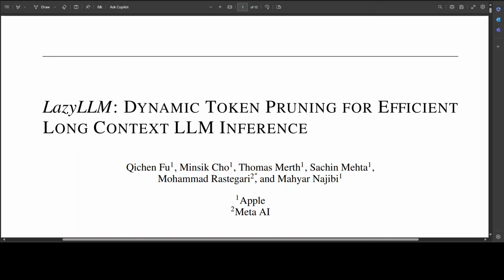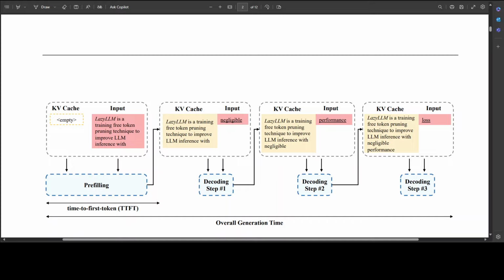Now what is KV cache? KV cache refers to the cache of key value pairs used in transformer based LLMs. In the pre-filling stage, the model computes the KV cache for each token in the prompt. The KV cache contains key and value. Key represents the input token, value represents the corresponding token embedding. The KV cache is used to compute the attention weights and context vectors for each token.